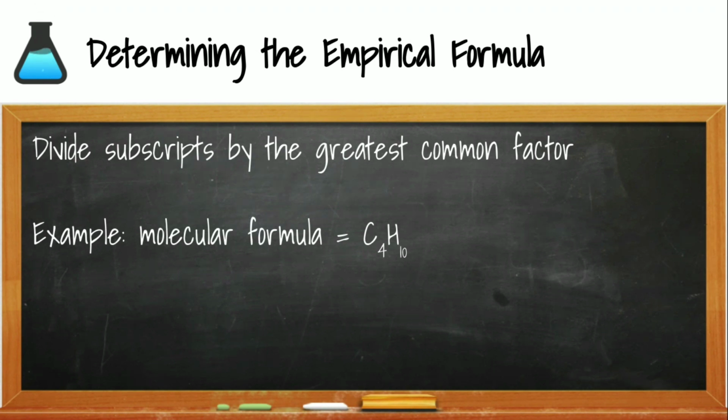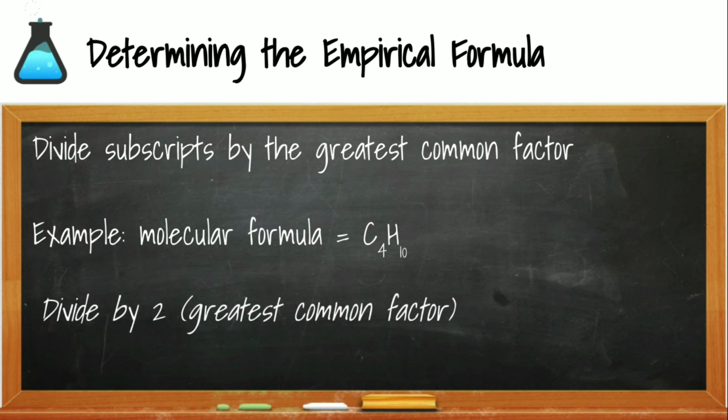To determine the empirical formula, all you have to do is divide the subscripts by the greatest common factor. Look at this organic compound called butane. 4 and 10, the greatest common factor is 2. So the empirical formula is C2H5.